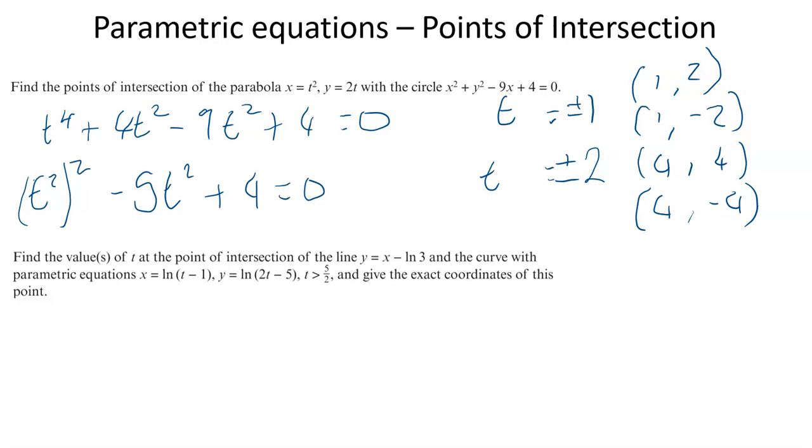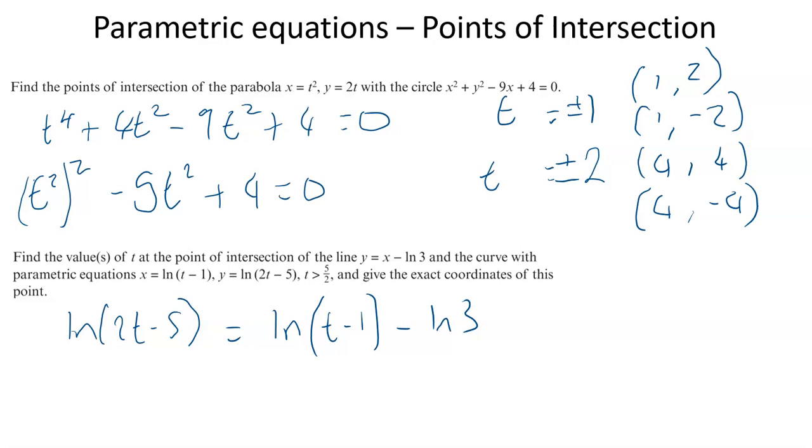All these logs everywhere, slightly worrying, but looking at it again, we've got an equation here in x and y. We know what x is, we know what y is. It says find the value or values of t. Well, we can do that if we just substitute in what x and y are and have an equation in t. So let's give it a go. Put in the y, and we're going to get the log of 2t minus 5 equals, put in the x, log of t minus 1 minus log of 3.